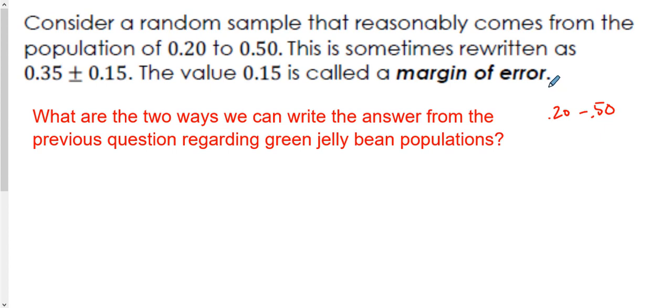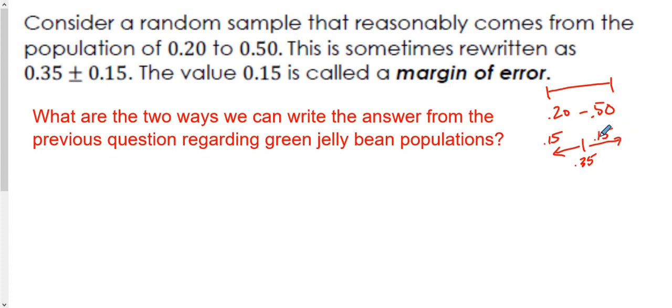Another way to think about this, besides thinking about, hey, it goes from here over to here, is we think about the center. So the center is 0.35, and then we can go 0.15 this way. So 0.15 minus from 0.35 would be 0.20. Or we could go 0.15 this way.